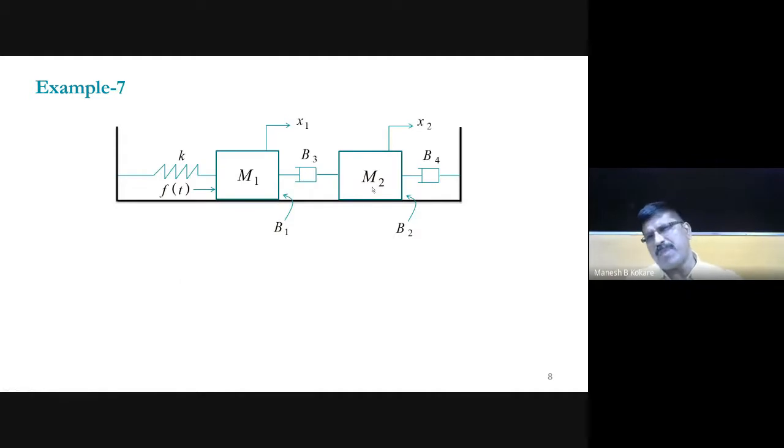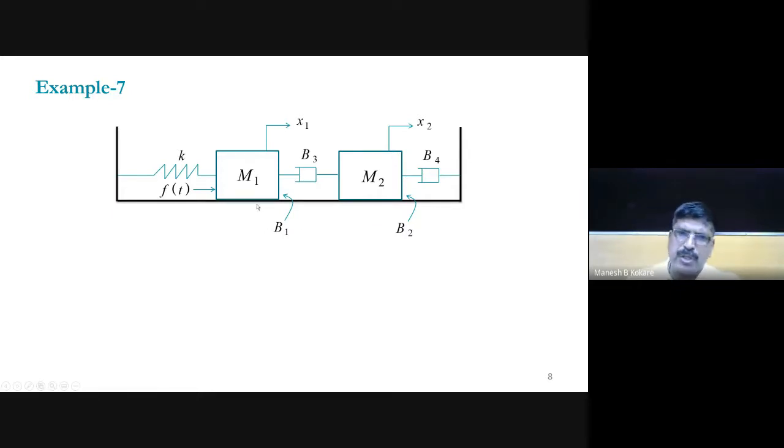Now suppose this is the given example, and this is the reference. One end of the spring is connected to the reference, and the other is connected to M1, and the force is applied on this mass element. This is displacement point x1. Then B3 is the dashpot between M1 and M2, then x2 is another displacement point, and B4 is the dashpot between M2 and the reference.